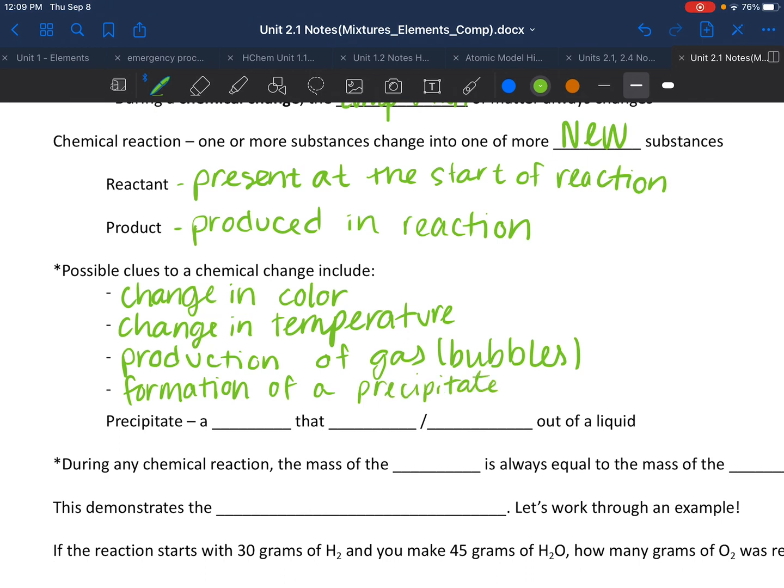You may think of rain, we call it precipitation, but in chemistry, this is specifically a solid that forms or settles out of a liquid. So let's say we take one liquid, we mix it with another, and when those two mix, all of a sudden, this solid starts forming. That is what we would call the precipitate.